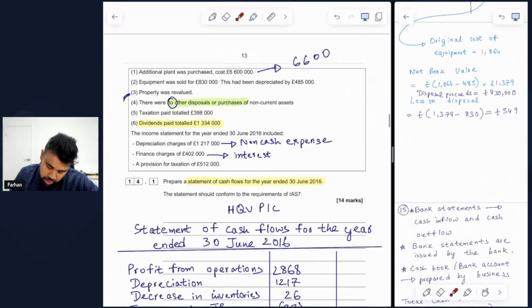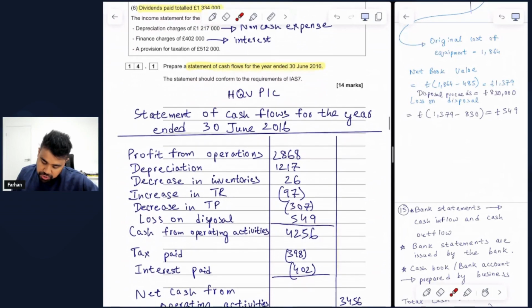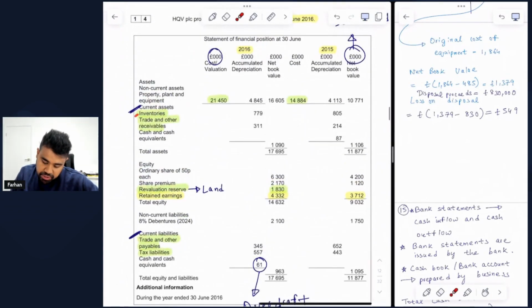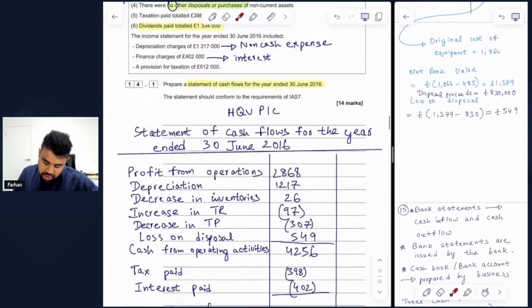First of all, let's start with inventories, which is the first current asset that you will see here. You can see, just at a glance, that in 2015 it was 805, but in 2016 it's 779, which obviously refers to the fact that there has been some form of reduction. And the reduction, if you find the difference between the 2 years, is 26. So that's why we have written here, decrease in inventories by 26.